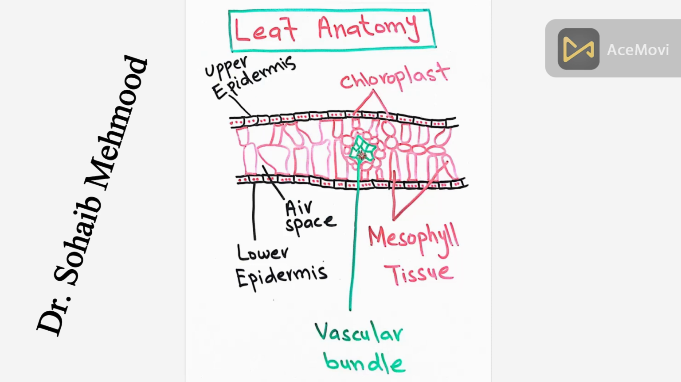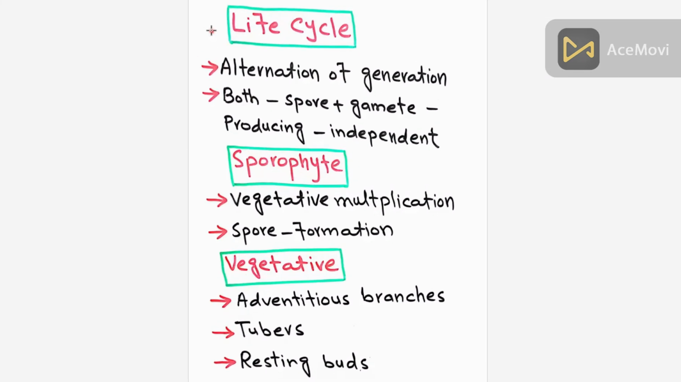The vascular tissues occupy the center of the leaf. Xylem is composed of tracheids only, and phloem comprises a few sieve cells and many parenchyma cells. Phloem surrounds the xylem. Life cycle in Selaginella. The life cycle in Selaginella is characterized by alternation of generations. Both the spore and gamete producing generations are independent.